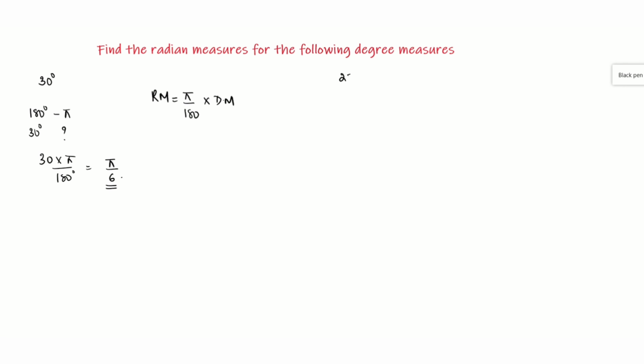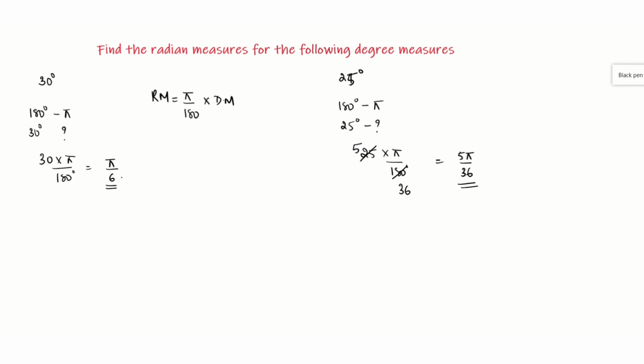Now let us convert 25 degrees. We have 180 degree is pi radians. 25 degrees is how many radians? So we get 25 into pi divided by 180 degree. That will be, 5 5s are 25, 5 36s are 180. So we get the answer to be 5 pi by 36.